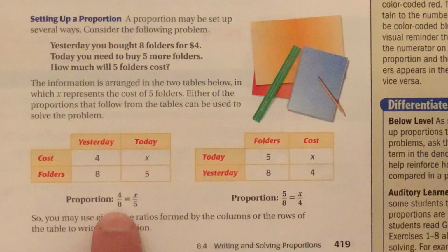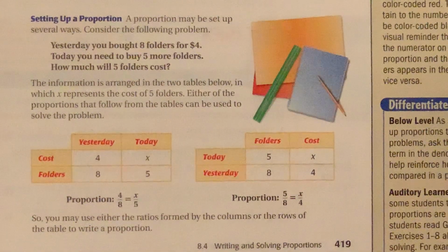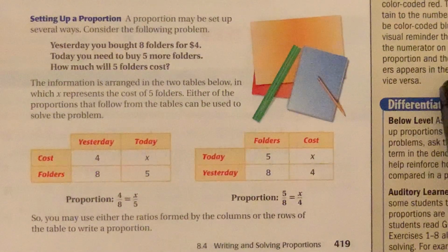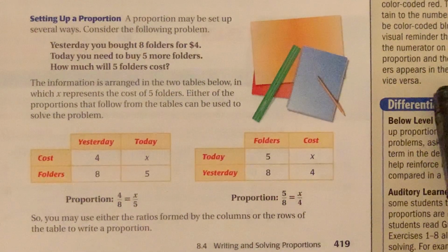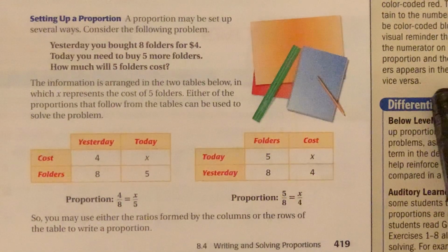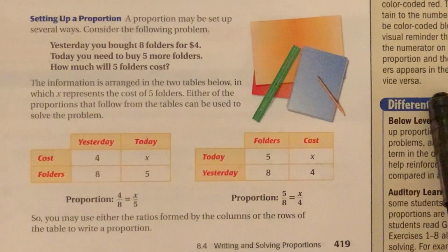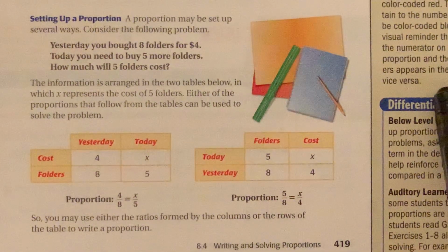$4 is to 8 folders as X dollars is to 5 folders. Okay, here's another way to do it. You can also say that in the second round, they just changed how they organized it, and they have yesterday and today as our x-axis. And you can say you bought 5 folders, 5 is to 8 as X is to 4. So you can use either ratio to write a proportion.